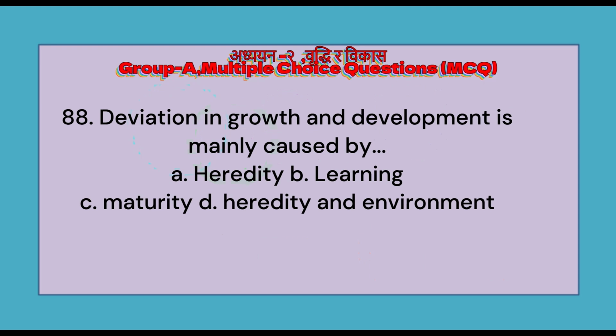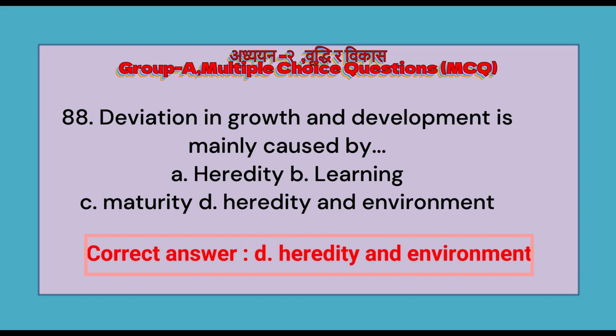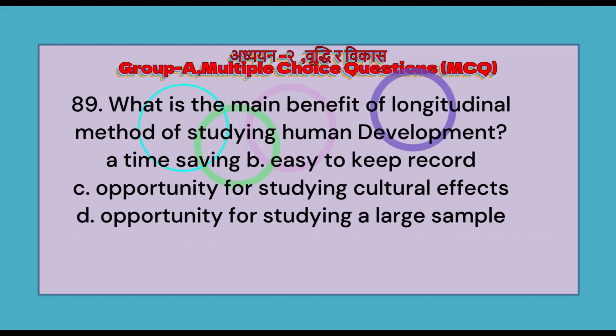88. Deviation in growth and development is mainly caused by A. Heredity. B. Learning. C. Maturity. D. Heredity and environment. Correct answer: D. Heredity and environment.